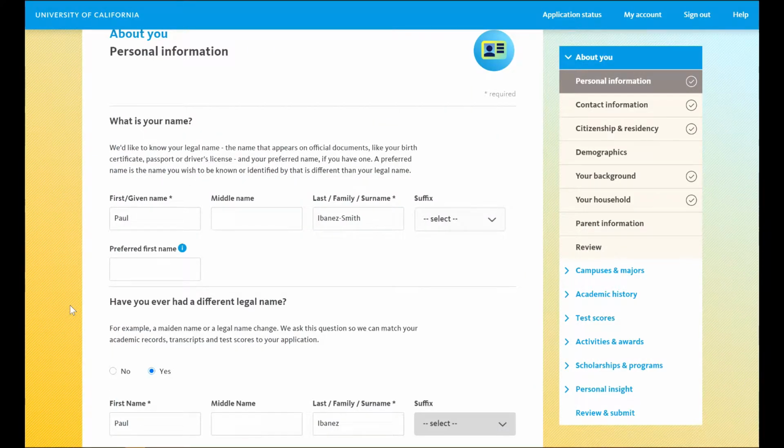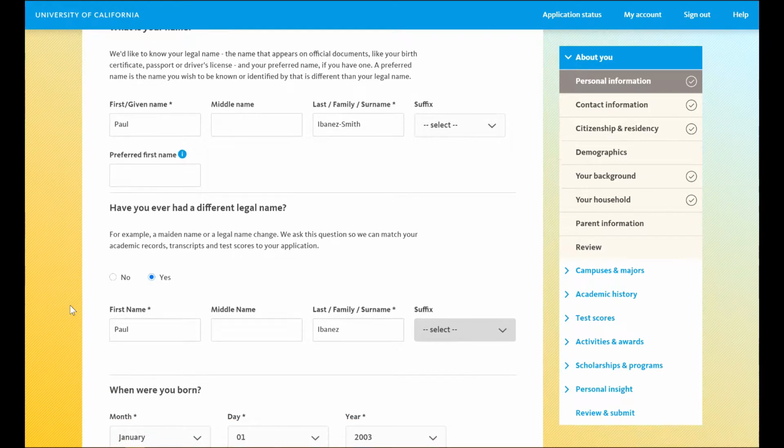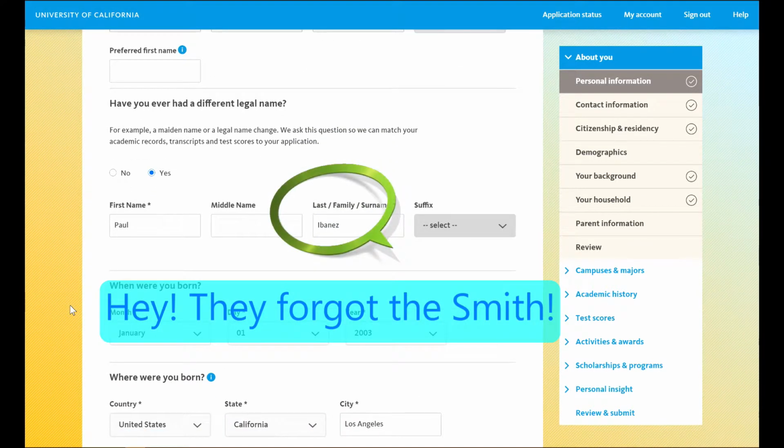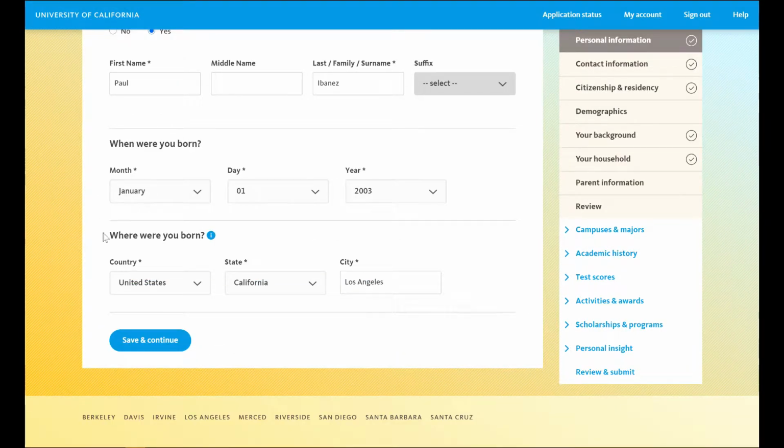Have you ever had a different legal name? If your transcripts have a different spelling of any part of your name, you should enter that name here. And if you have had a different legal name, enter that here. I want to point out to you the question, where were you born? Most students will answer where they live, so just make sure that you are entering the city that you were born in.